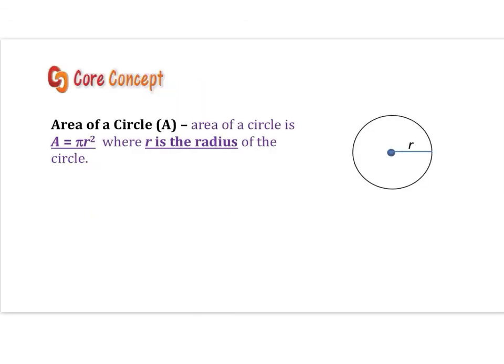So let's start with our core concept for this lesson, area of a circle, noted by a capital A. The area of a circle is always capital A equals pi times the radius squared, so r squared, where r is the radius of the circle. So here we have an example of a circle. Remember, you have infinitely many radii. So anywhere you draw a segment from the center to any point on the circle, you're dealing with a radius.